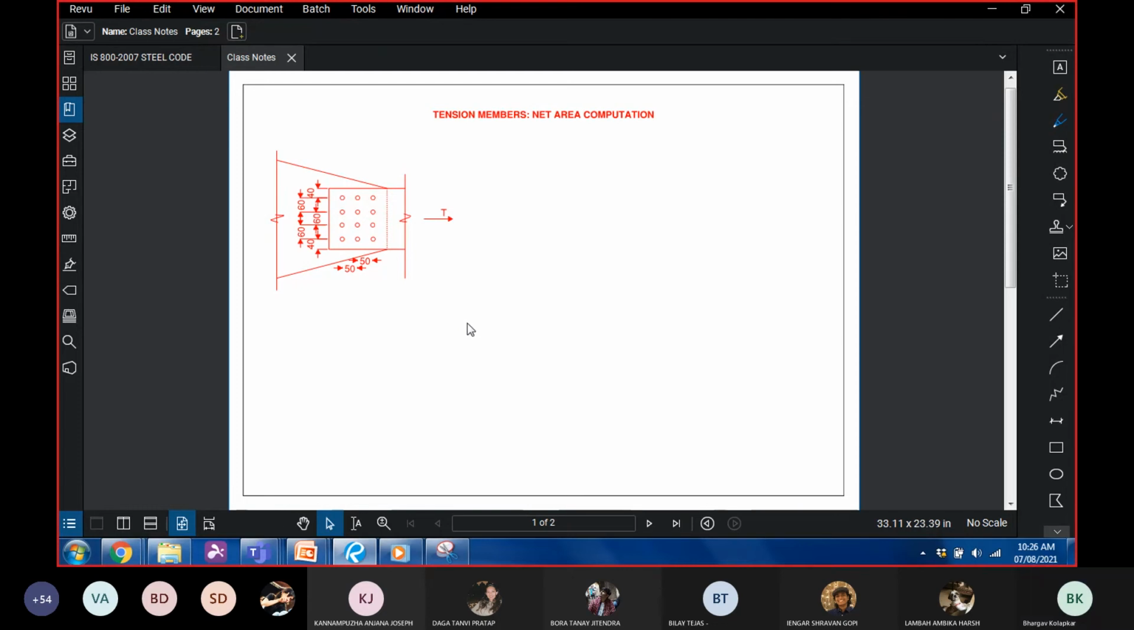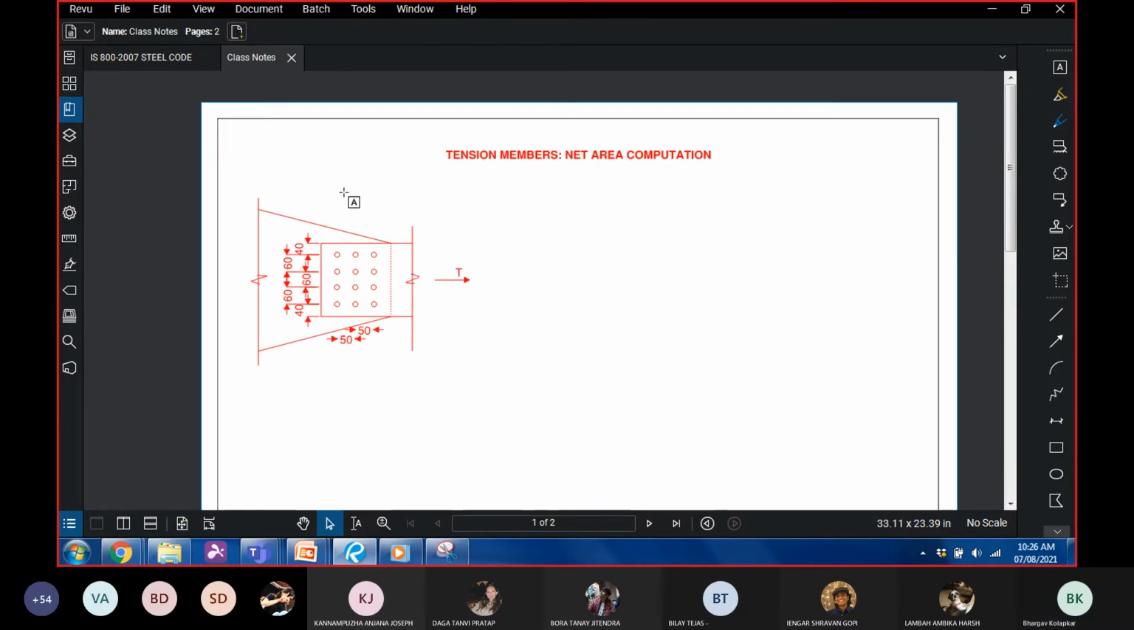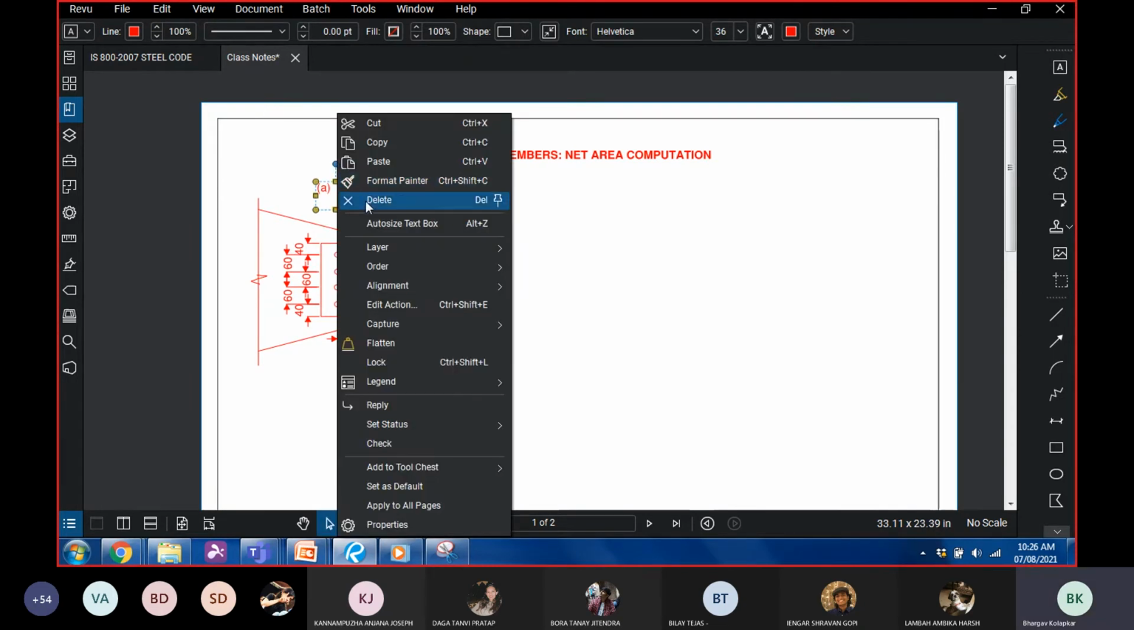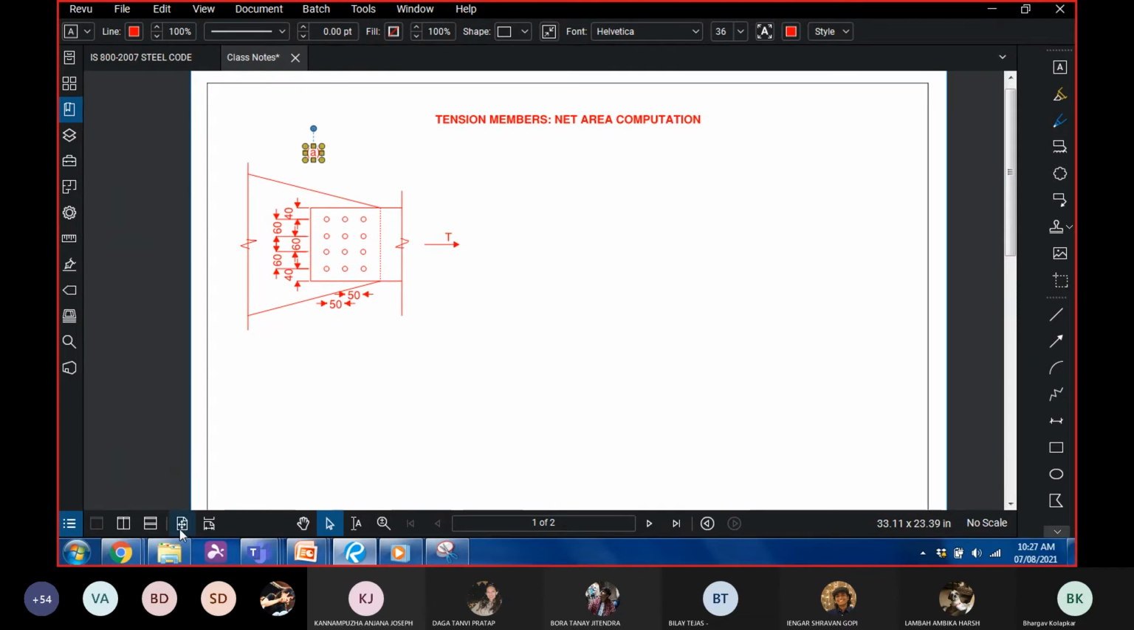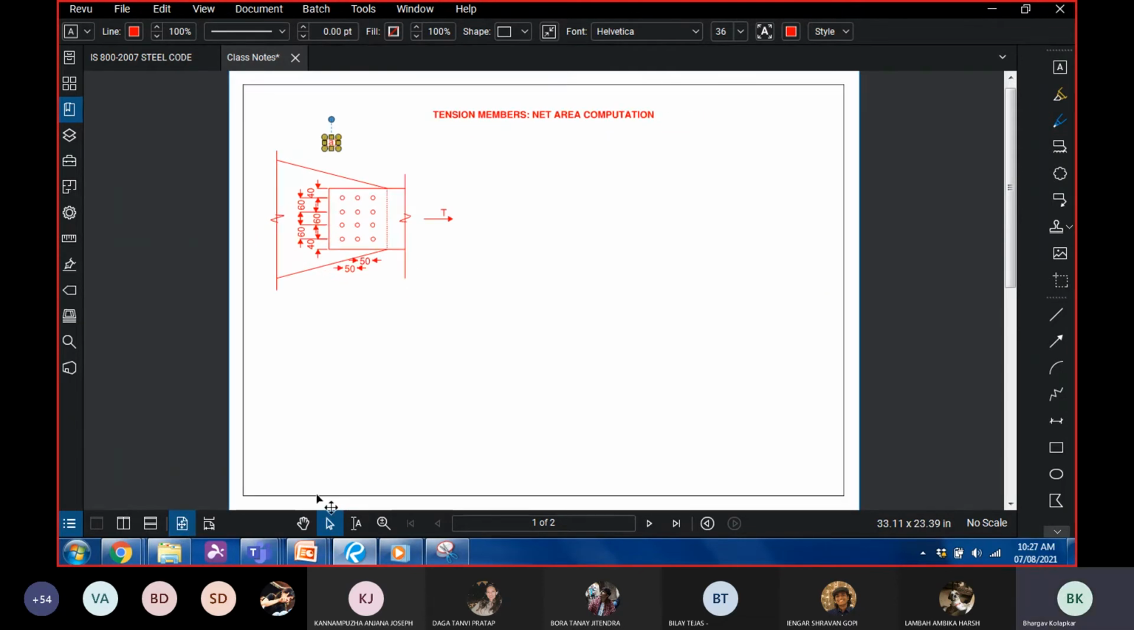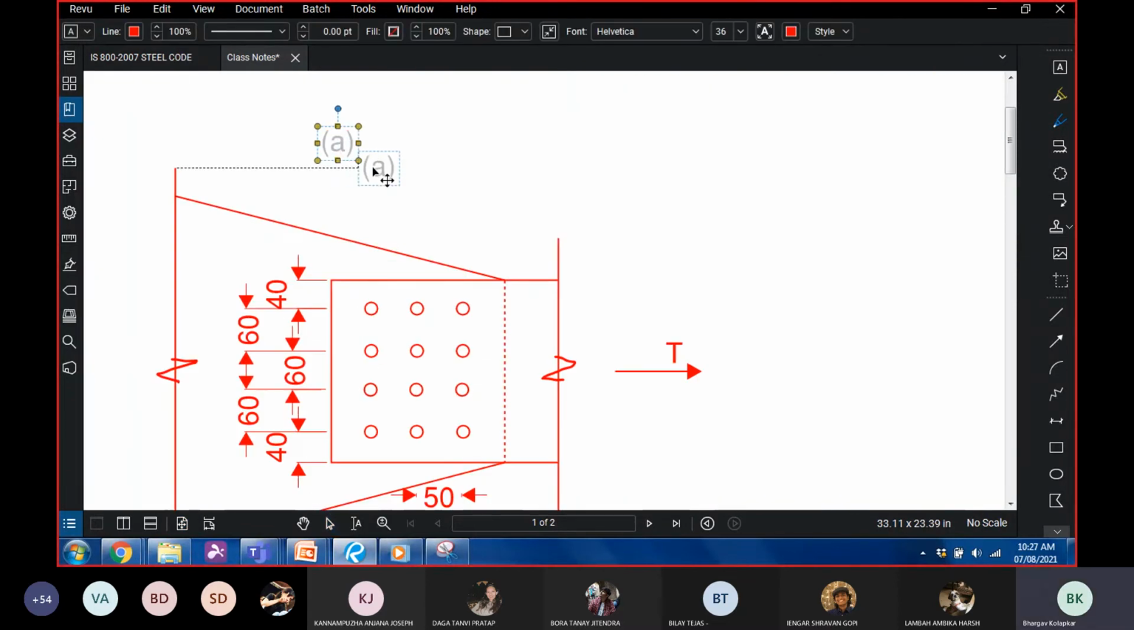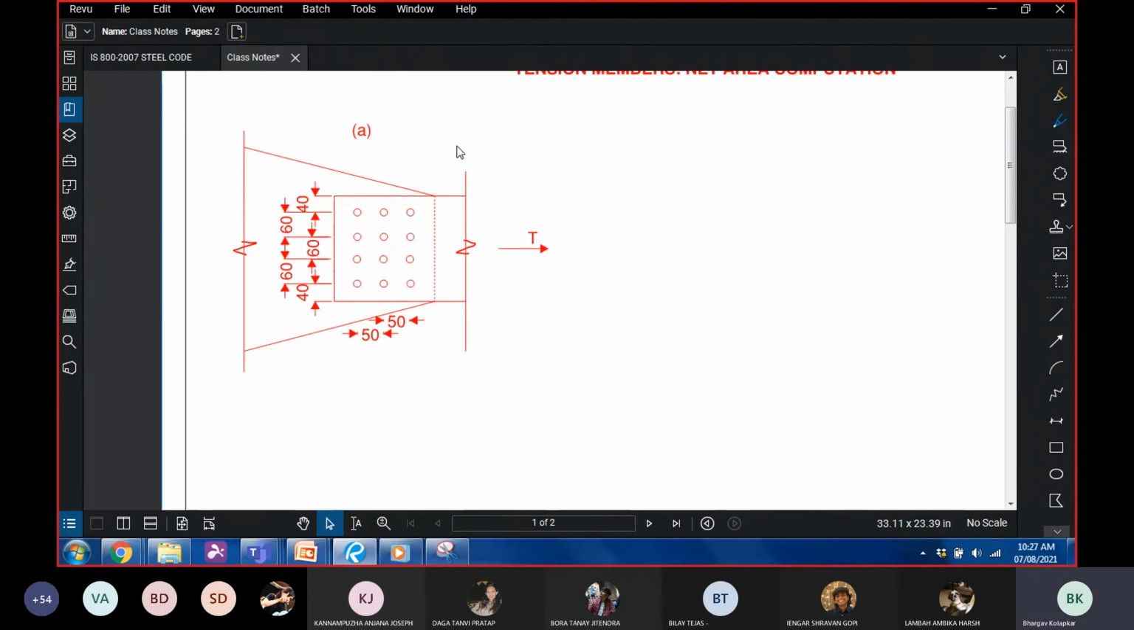Please write down. Determine the minimum net area of the plates shown in figures A and B.